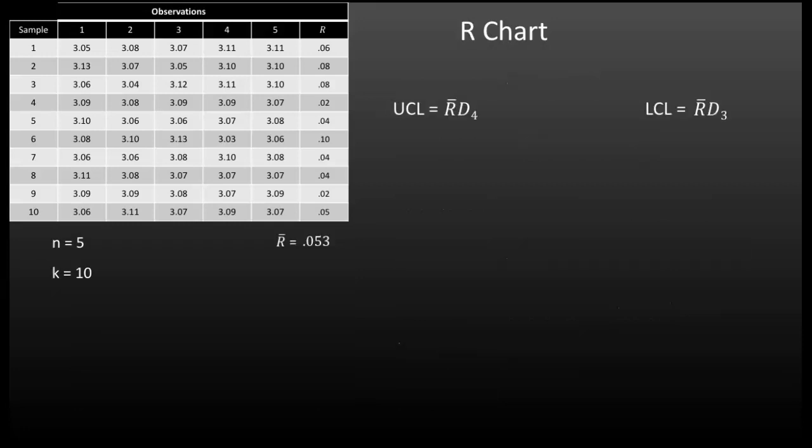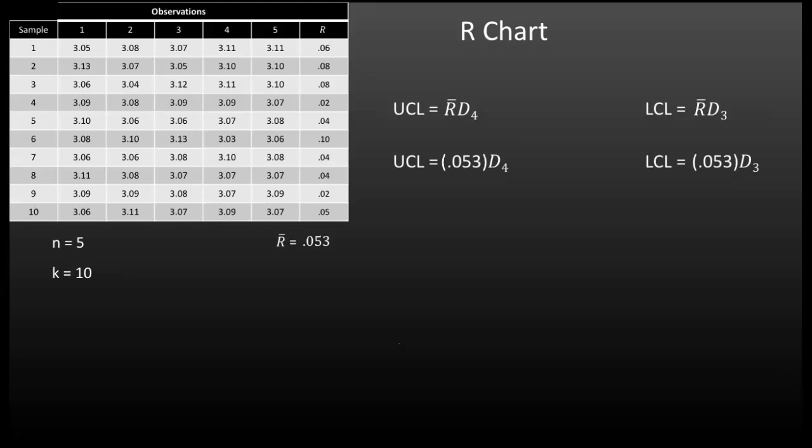So now we can work on an R chart. So we've already done some of the work to fill into this R chart formula. For the upper control limit, we need R bar times D4, and our lower control limit, we need R bar times D3. But we already know our R bar. We found that in the last part. The R bar in this problem is our 0.053, so we can plug those into our formulas.